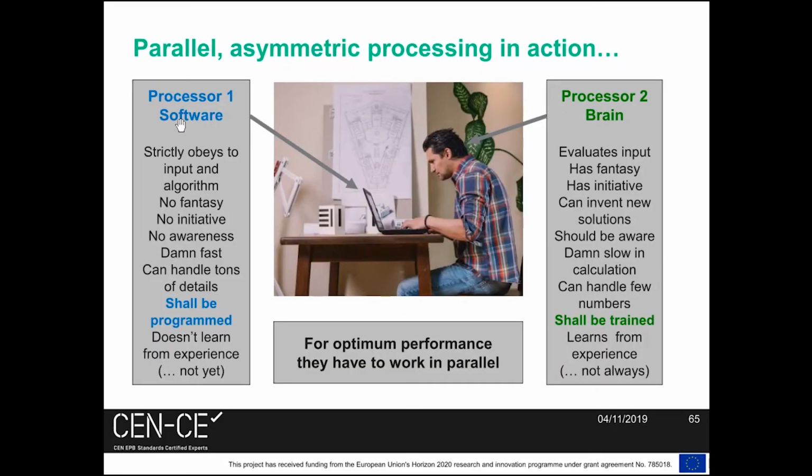You need processor 1, which is software, which strictly obeys input and algorithm, no fantasy, no initiative, no awareness, damn fast, can handle tons of details, shall be programmed. Doesn't learn from experience. Not yet, I don't know. With expert systems, we will see in the future. And here you have processor 2, which is the brain. Evaluates input, which is very important. Has fantasy, initiative, can invent new solutions, should be aware. Damn slow in calculation, of course.